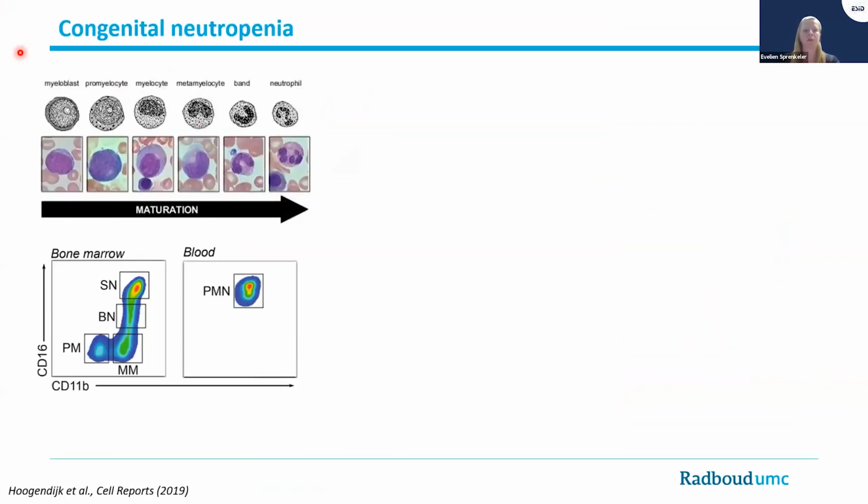So a lot of inborn errors of immunity are caused by congenital neutropenia. And as I said, the neutrophil matures in the bone marrow, and you can nicely investigate neutrophil maturation by flow cytometry for CD11b and CD16. So starting from a promyelocyte into a metamyelocyte, band neutrophil, and then a segmented neutrophil, a fully mature neutrophil, there's an increase in expression of CD11b and CD16. And in blood, you should only have mature neutrophils, which are CD16 and CD11b positive.